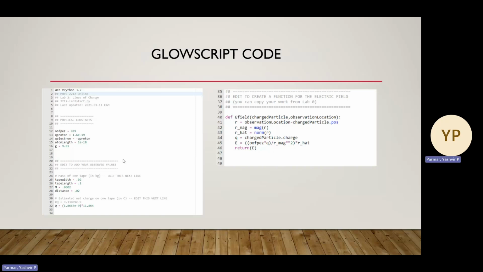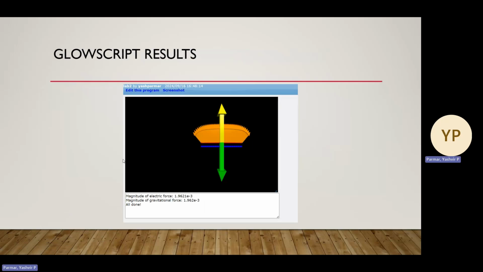So the GlowScript code for this is obviously way more intricate. We start with the physical constants and then add in the values that I found measuring the tape length with the mass and the distance from each other. Also using the net charge on the tape, I wrote code to find the electric field. So here you can see we have the electric force equaling the gravitational force, which is what we want in this experiment. And the result for the force is 1.96 times 10 to the negative 3 newtons.